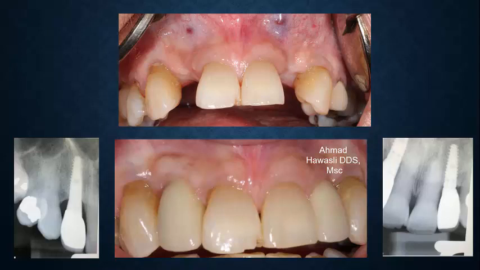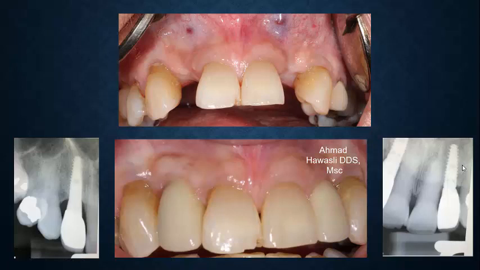Now let's take a look at the X-ray. We can see there is maintained bone level around the neck of the implant. We can see here there is a thick soft tissue around the neck of the implant on the buccal aspect. This is on the other side. We can see the bone level is maintained after 2 years, because we started initially with a thick soft tissue biotype.